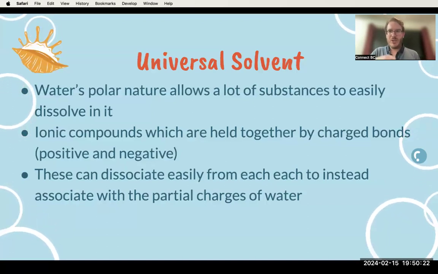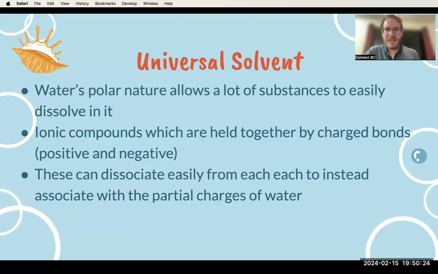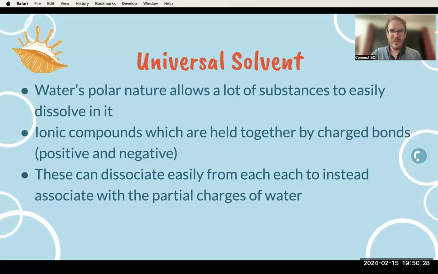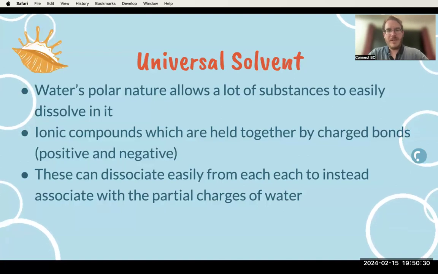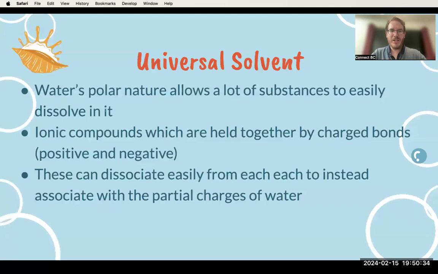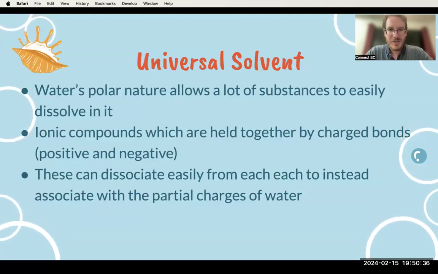If I'm adding sugar to my water, I'm going to make a cup of tea or coffee. That water is acting as a solvent for my solute, the sugar. And so it's dissolving, and it's happening as a result of the polar nature. It's being helped by those positive and negative charges.